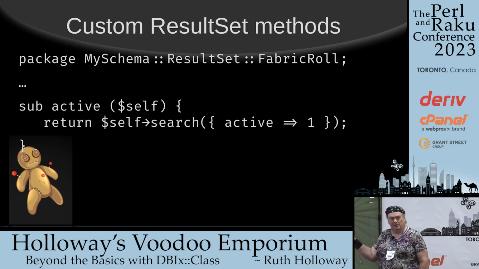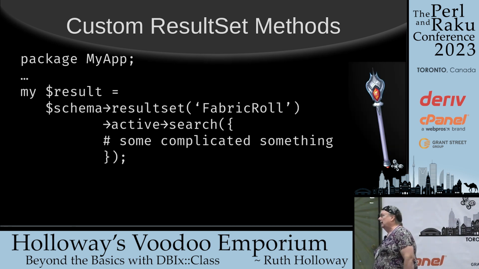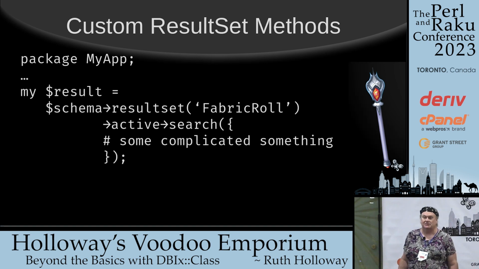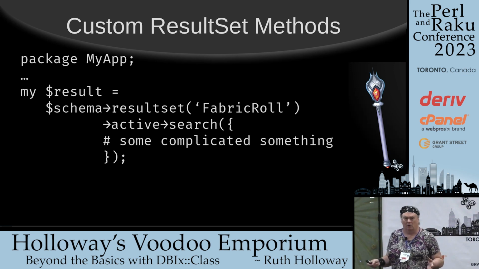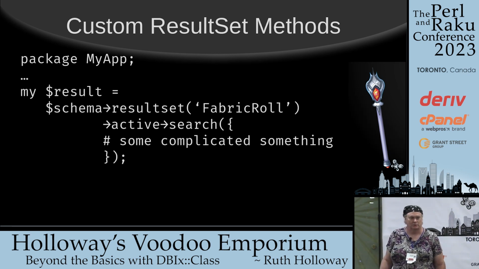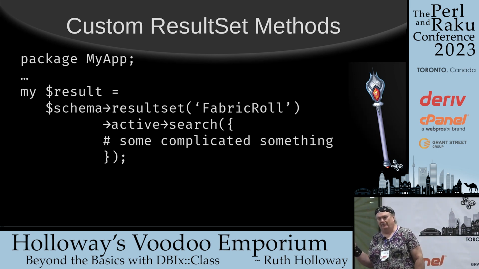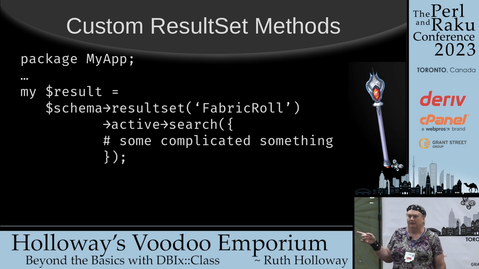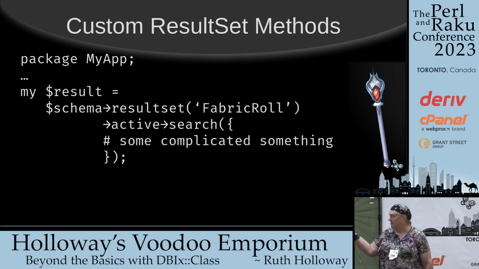Now, I'm going to talk about another way to do this in a minute. Here's one, for instance. If you have some complicated search, like I want all the fabric rolls that were knitted in the last 6 weeks that are blue that were made for this customer, and you're going to send it in as parameters, perhaps, put that in a ResultSet method if you're going to use it more than once or twice, because that way, if you change that weird logic, you only have to change it in one place for fabric roll.